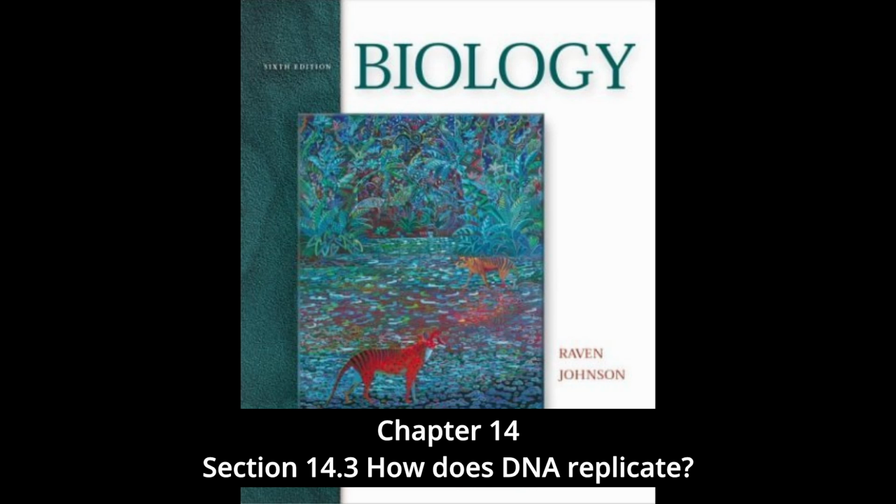Stage 4. Relieving the torque generated by unwinding. For replication to proceed at 1000 nucleotides per second, the parental helix ahead of the replication fork must rotate 100 revolutions per second. To relieve the resulting twisting, called torque, enzymes known as topoisomerases, or, more informally, gyrases, cleave a strand of the helix, allow it to swivel around the intact strand, and then reseal the broken strand.